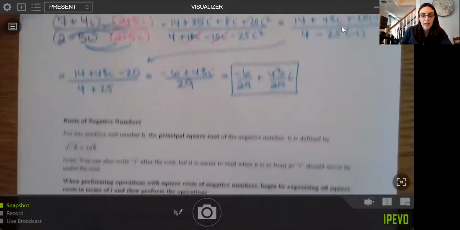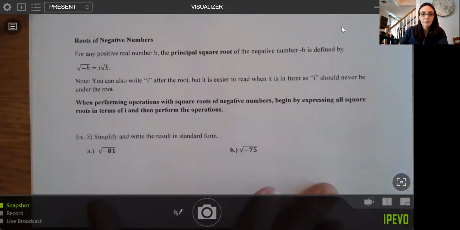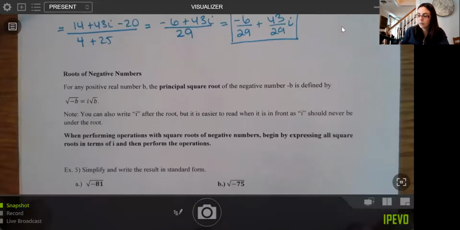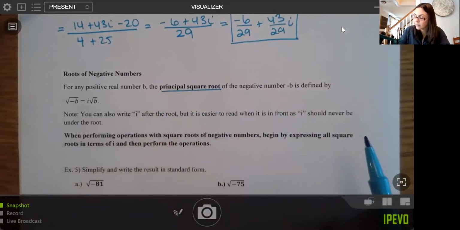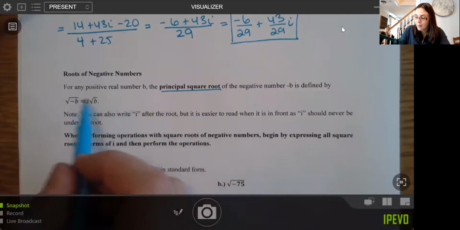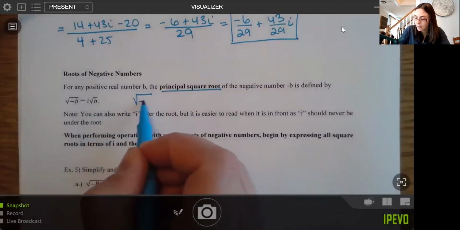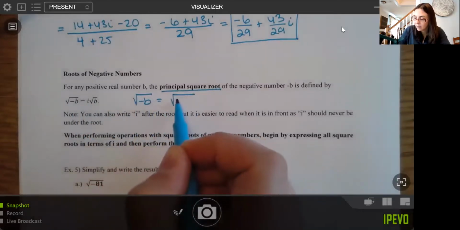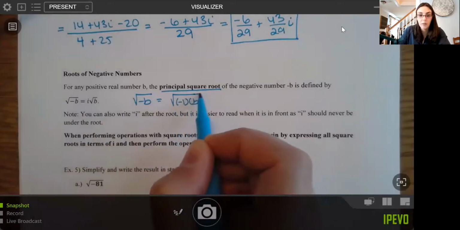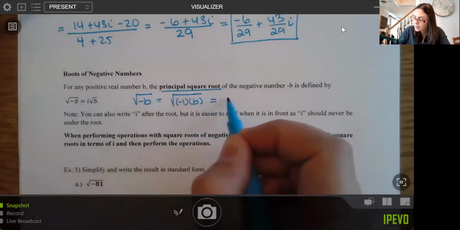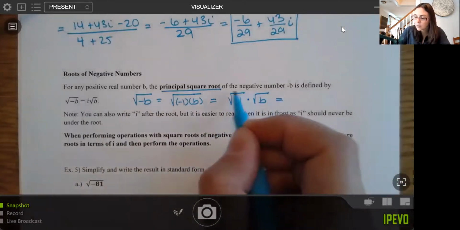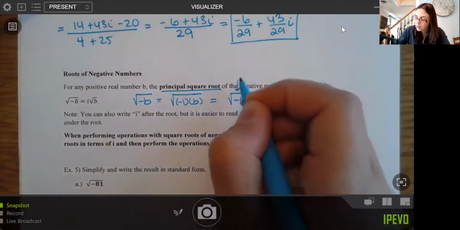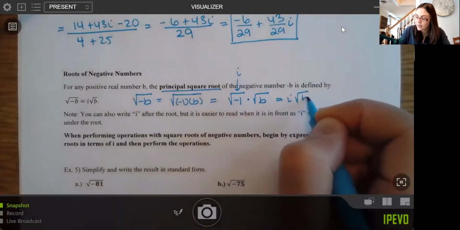Okay, so let's talk a little bit more about that imaginary unit. So how can we simplify things like roots like this? For any positive real number b, the principal square root of the negative number negative b is defined as this. So what happens is when you have the square root of negative b, you really have a negative 1 times that b under the root. So we end up splitting this into two parts. And this first part is just i. This is the imaginary unit i. So that's how we get that breakdown here.